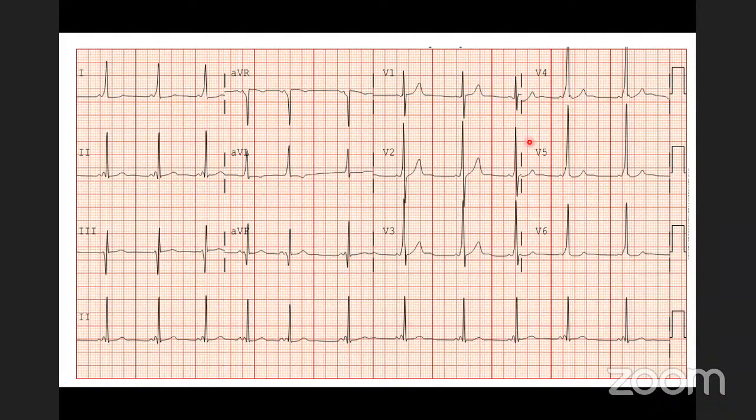So you have to look at all the leads. It's visible in lead 1, V4, V5, V6. You can see those delta waves, short PR interval, and wide QRS complex. So it's diagnostic of WPW syndrome.